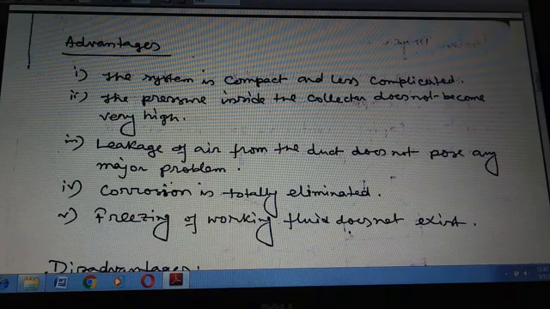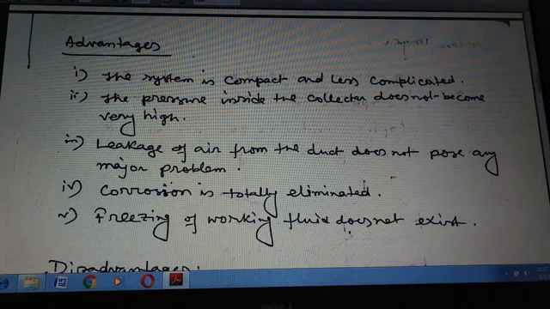Next advantage, the pressure inside the collector does not become very high. So the system always maintains a constant and average pressure throughout the working time. So these are definitely advantages of the solar heating system. Now, leakage of air from the duct does not pose any major problems. The system is almost airtight, with no air leakage, so it always maintains the heat inside the chamber of the heater.